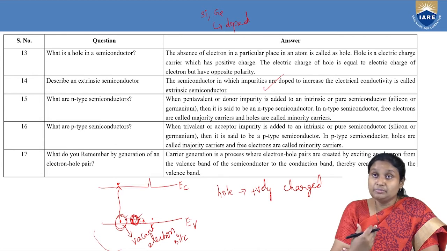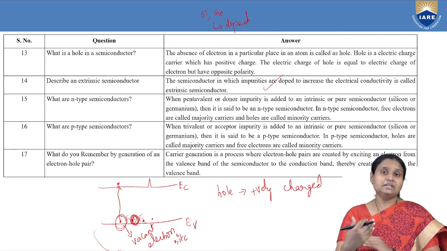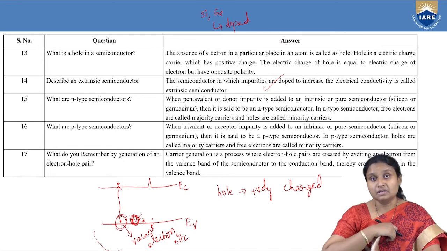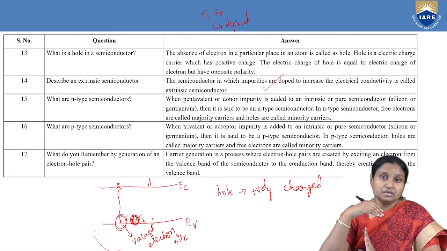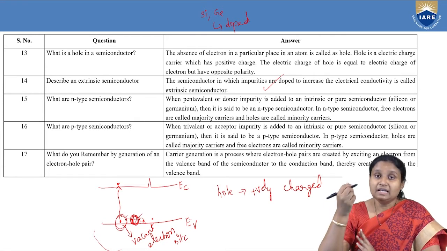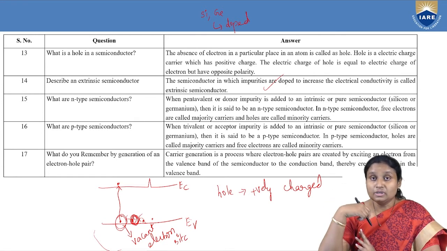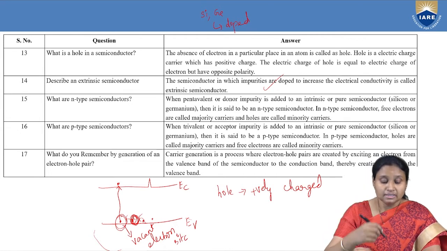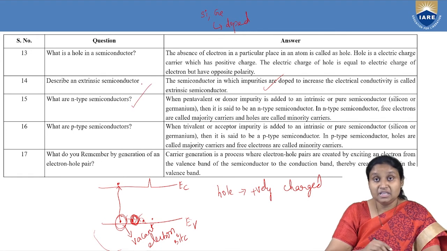And what is our intention behind adding impurities? Our intention is to increase charge carriers. See here, in intrinsic semiconductors, by increasing temperature, we are increasing charge carriers. But in what way are extrinsic semiconductors different from intrinsic semiconductors? In extrinsic semiconductors, without going to high temperatures, we can get free charge carriers at low temperatures by doping them with different impurities.